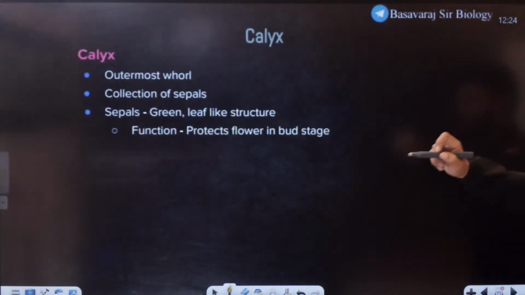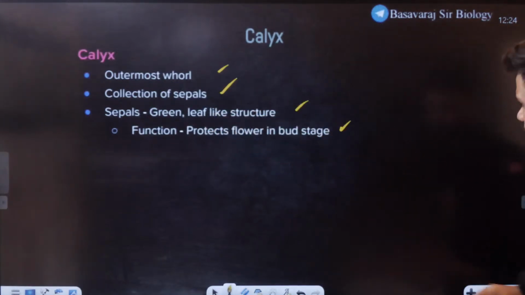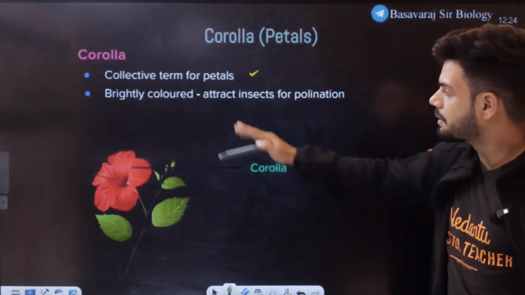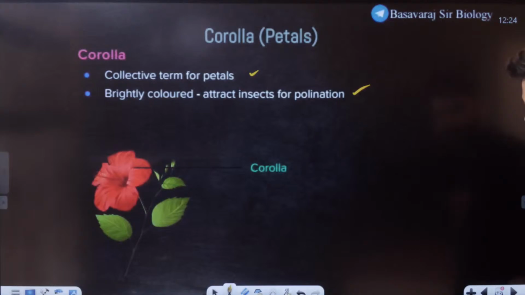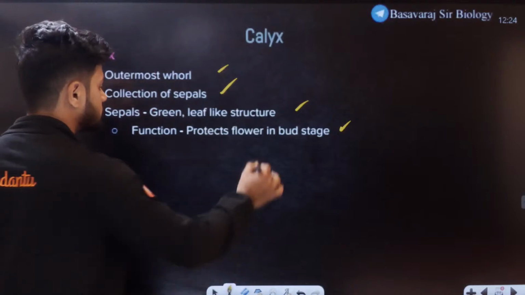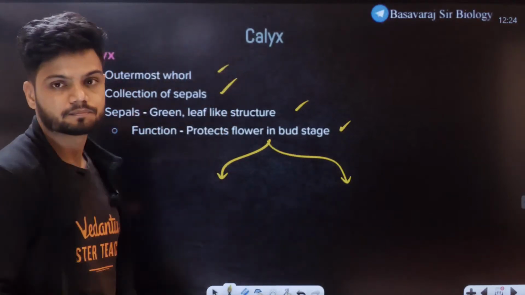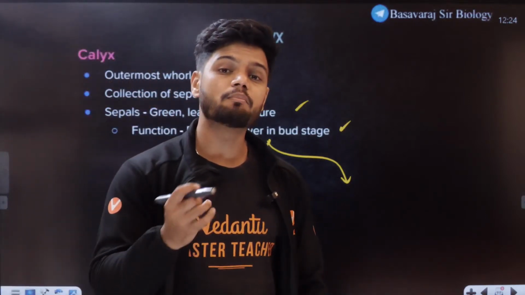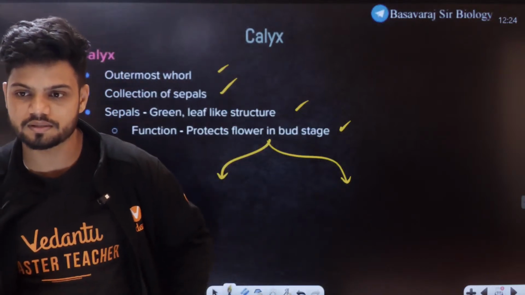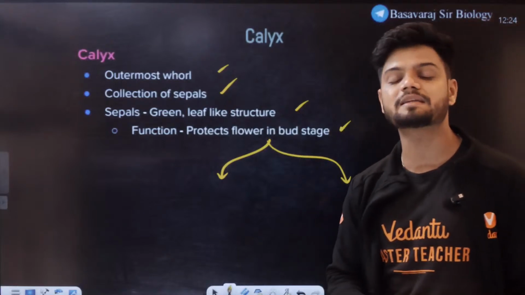Okay. Now what is calyx? Outermost wall, collection of sepals, green leaf-like structure, function is protection of the flower in bud stage. Corolla, collectively called petals, brightly colored, attracting the pollinators. Now here students, calyx can be of two types. What is gamosepalous? Students, tell me the meaning of gamosepalous and polysepalous.